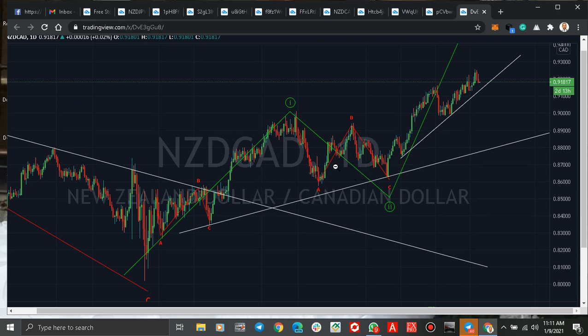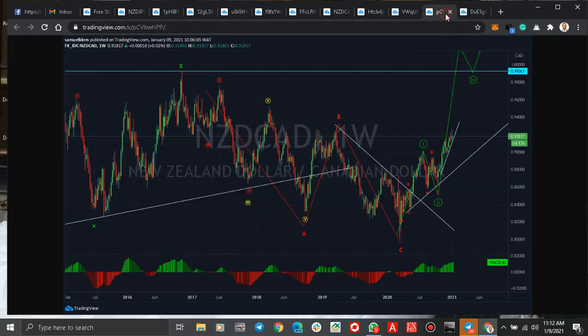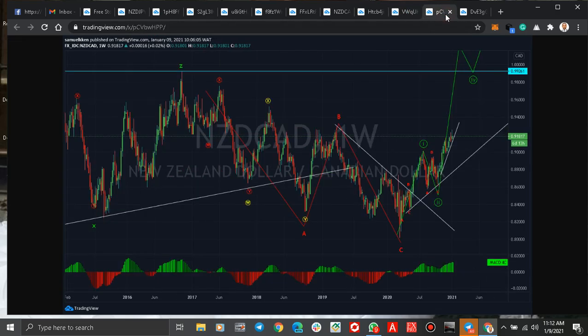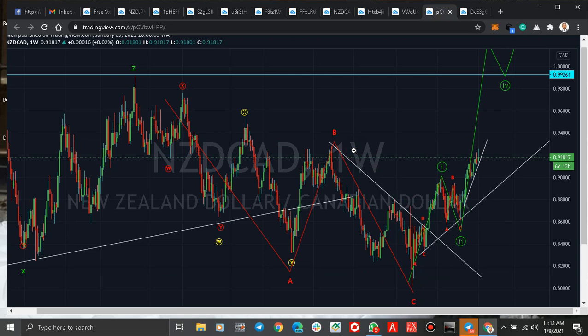I want to do New Zealand pairs analysis. I'm starting with the New Zealand dollar Canadian dollar, NZDCAD. This is a daily chart. Let me go lower. Weekly chart. This is the weekly chart.